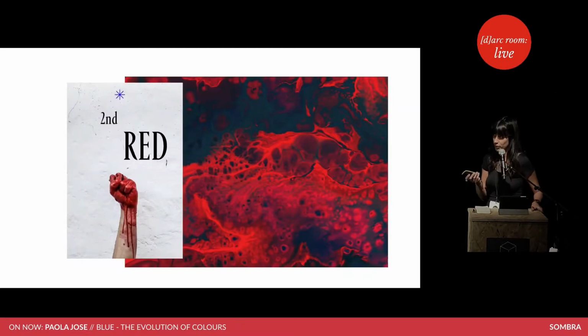The second color that appeared in our language was red. This meant danger, this meant blood, this meant death, birth, war, hunting. So this was also a very important color for humanity.